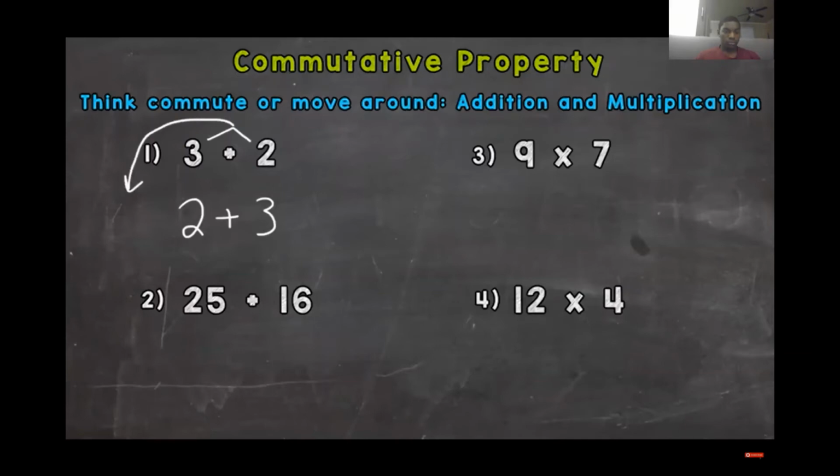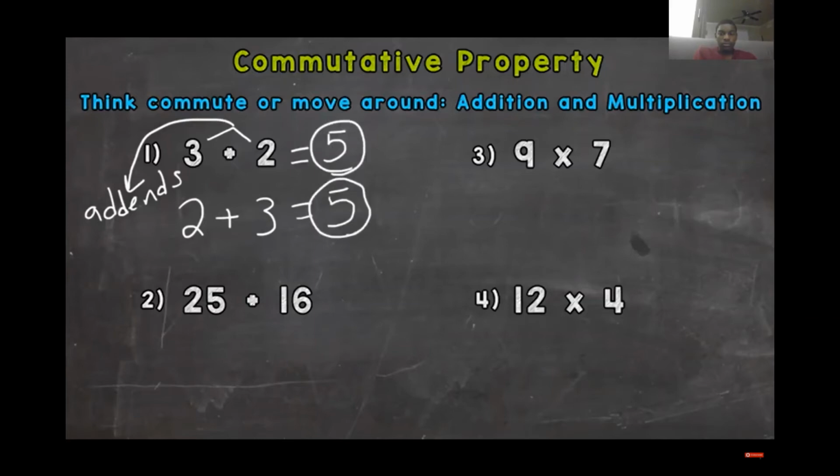Addends. We can switch the order and still get the same answer. So let's see if it works for number 1. 3 plus 2 is 5. Now let's switch or move around those addends, and let's do 2 plus 3. Does that still give us 5? Yes. So addition is commutative. You can move around or commute those addends and still get the same sum or answer.